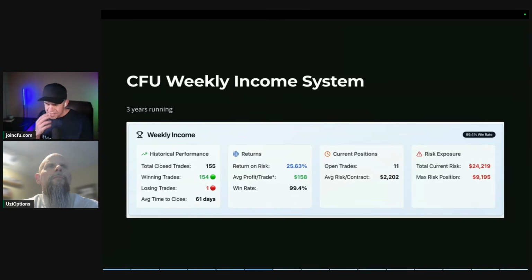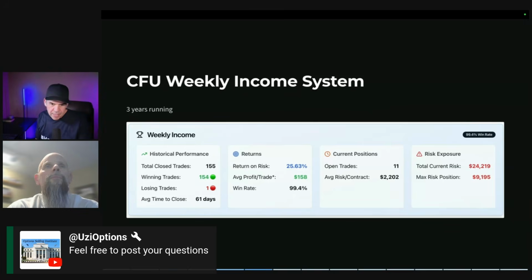So what does this mean? If you come in, I do recommend you start with 1 contract with us. And then after you get more familiar with it, you can multiply that and scale up very easily. So 2, 3, 5, 10 contracts as you get more and more used to the system and how it works. But please start with 1 contract. And we almost always trade credit spreads with the weekly income system.